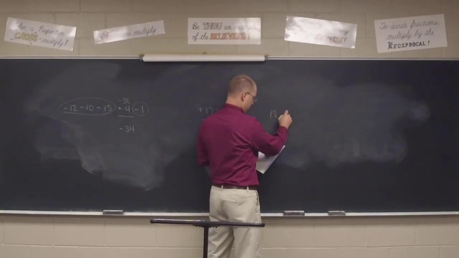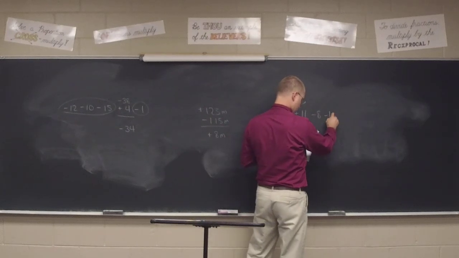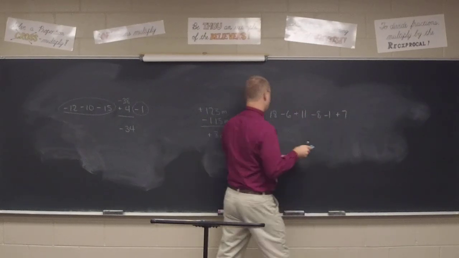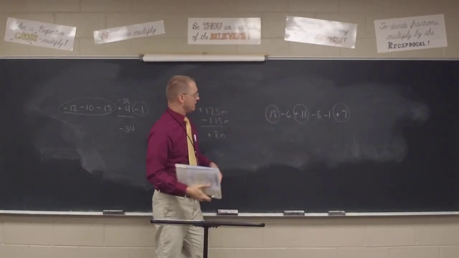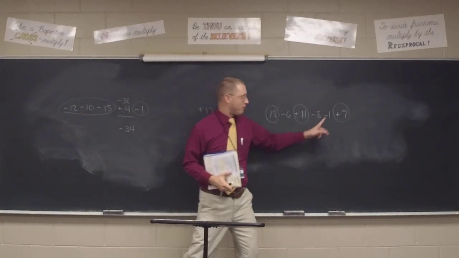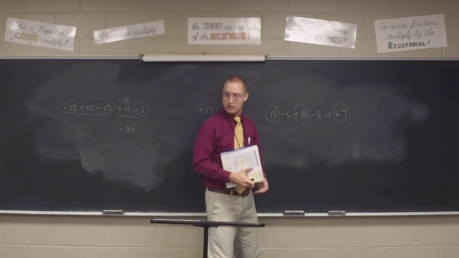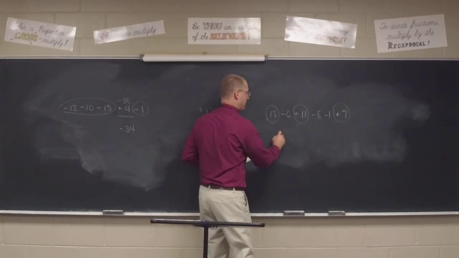82, negative 6, positive 11, negative 8, negative 4, and positive 7. There we go. So I have a positive here, a positive here, a positive here. Let's get these two positives together. 20. And put a positive 7 with that. 28, no, 29 and 7 more? 36. 36, there we go. So we got a positive 36.